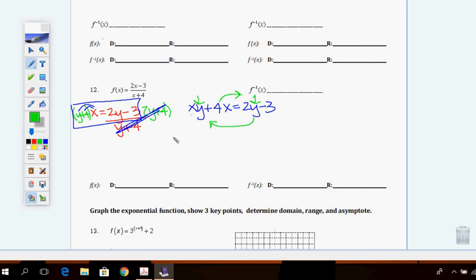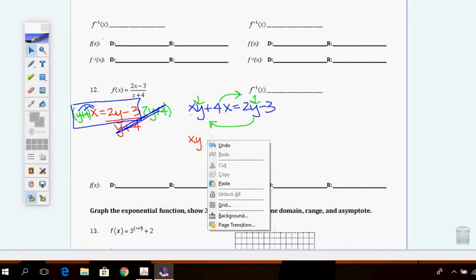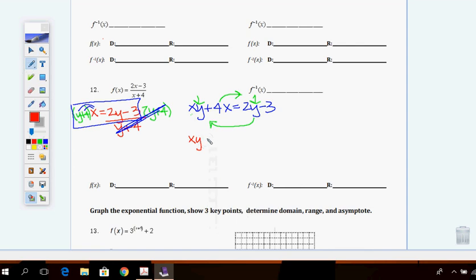And this is awesome because now what we have is a GCF. Okay, so I have a y in both terms, so I'm going to take that y completely out. And so I'm left with x minus 2. And then the final thing I need to do is divide both sides by this, right? So I'm going to write my final answer. So I have my negative 4x minus 3 all over x minus 2.